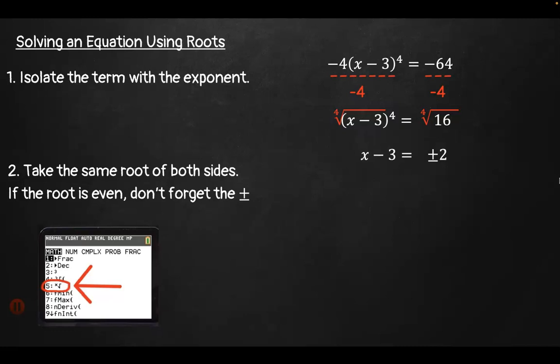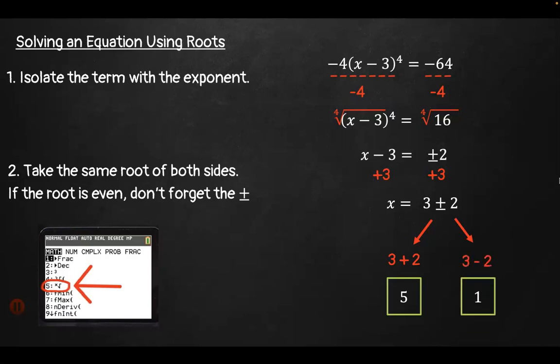So once I get to this point, I'm going to go ahead and add 3 to both sides, and I'm going to get 3 and then the plus or minus 2. Remember that plus minus sign is going to stay with the 2. It's not going to be added with the 3. So now I have two options. My first being I can go ahead and do 3 plus 2 first, which gets me an answer of 5. And then my other option is I can do 3 minus 2 and get an answer of 1.